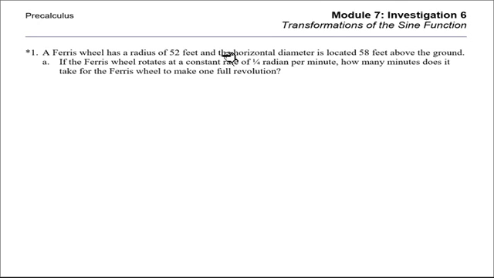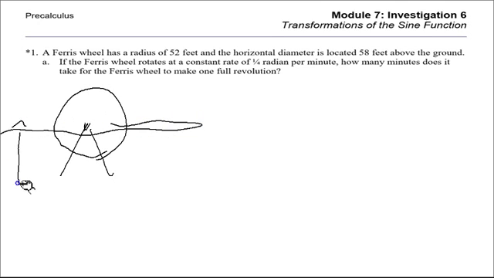So in this question, we have a Ferris wheel. Maybe we can draw it. And it tells us that it has a radius of 52 feet, and this horizontal diameter, this distance, is 58. And that the radius of the Ferris wheel is 52 feet.